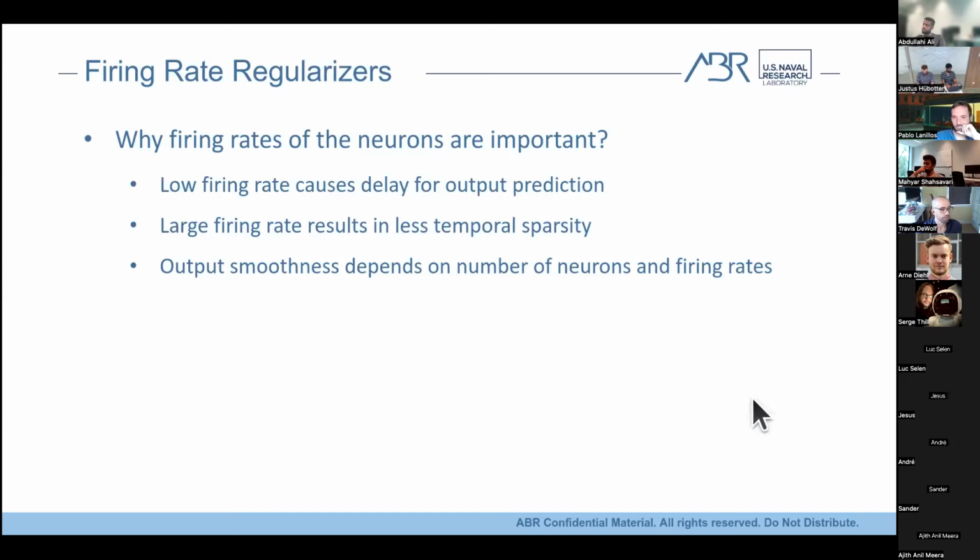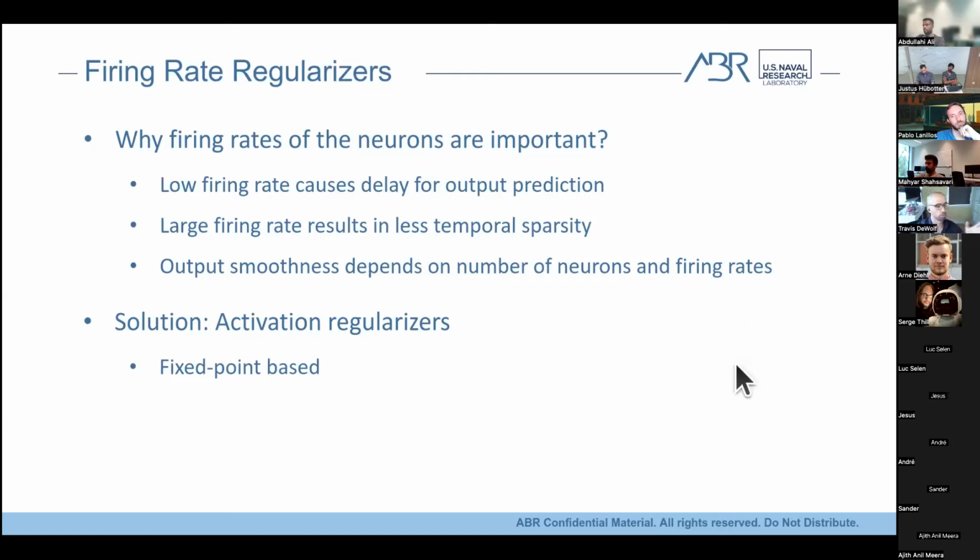And then how do we actually control the firing rates of the neurons? We want to use activation regularizers when we are training with our machine learning algorithms. And typically I've found that there's three ways to do it. You can use a fixed point based regularizer, where you look at the average firing rate of each neuron and how far it is from your target firing rate. So if you want to say every neuron should be firing at 50 hertz, then you just calculate the distance from that to the average firing rate of each neuron.